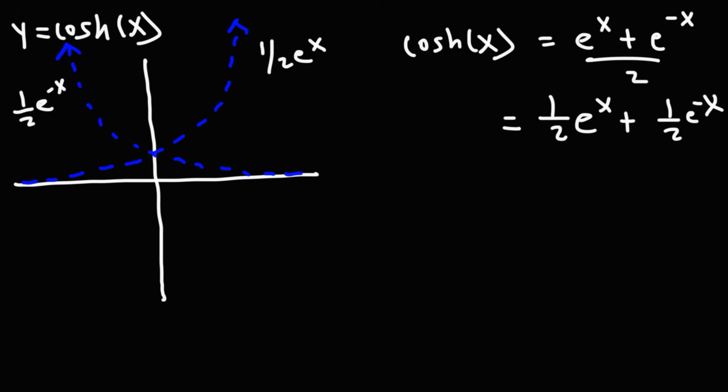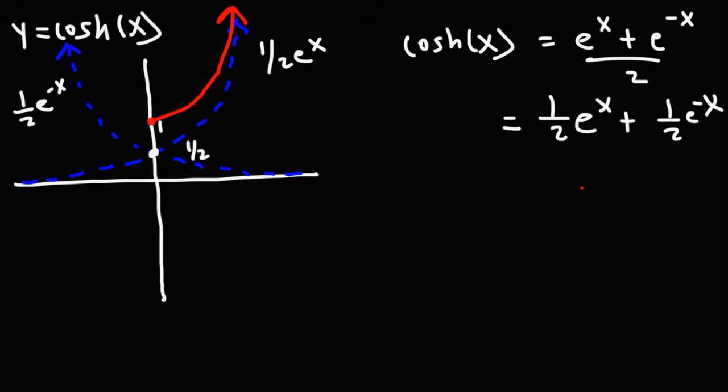Hyperbolic cosine is the sum of those two functions. So at x equals 0, both of these functions have a value of 1/2. 1/2 plus 1/2 is 1. So hyperbolic cosine is going to start at a y value of 1. Now when x goes to positive infinity, this part goes to 0, this part goes to infinity. So hyperbolic cosine is going to mirror this graph when x becomes very large. So it's going to follow this asymptote.